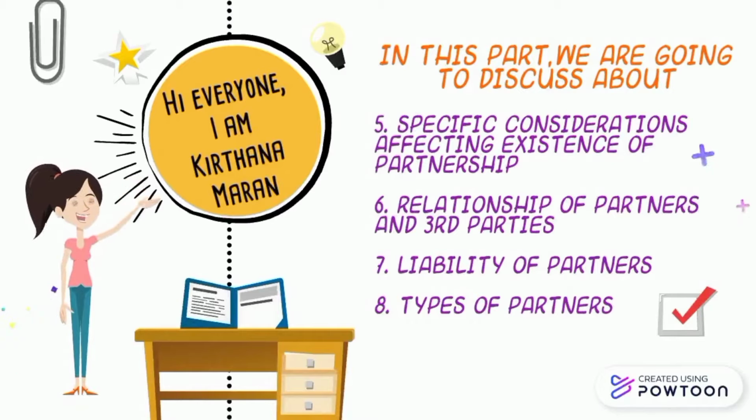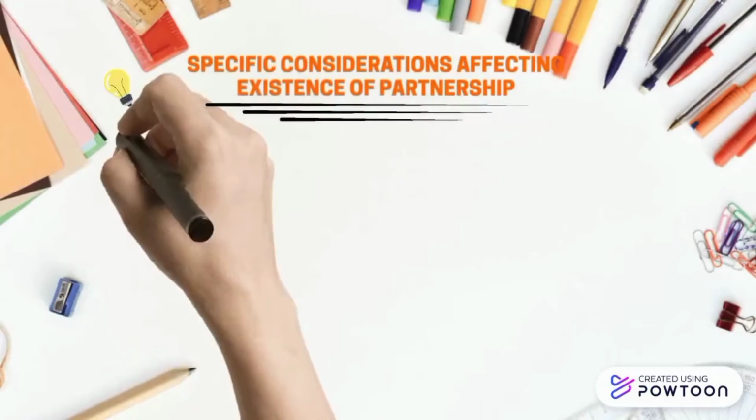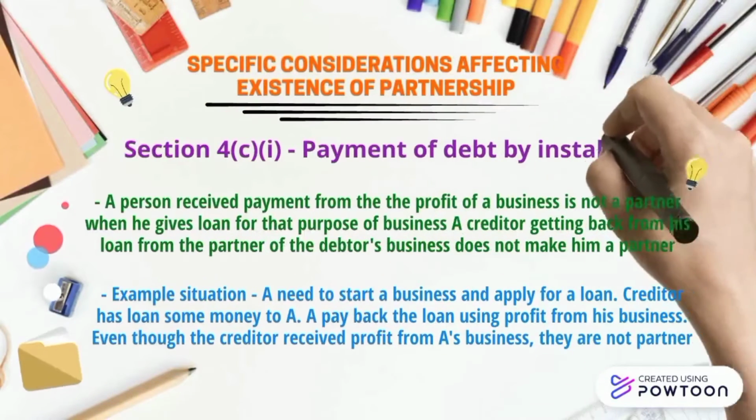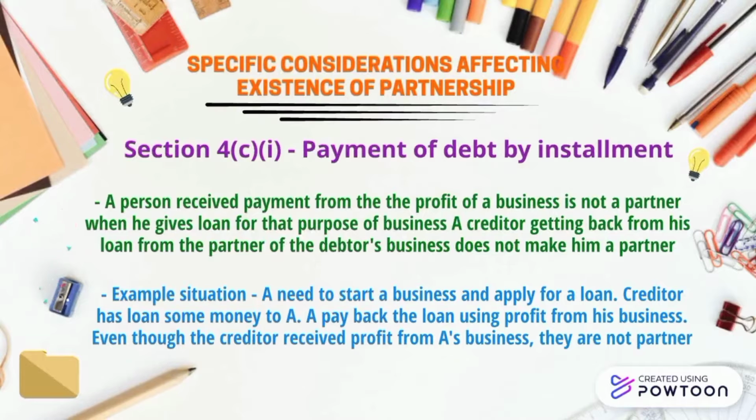In this part, we are going to discuss about specific consideration affecting existing of partnership, relationship of partners and third parties, liability of partners, and also type of partners. Specific consideration affecting existence of partnership. Section 4, Subsection C1, payment of debt by installment.